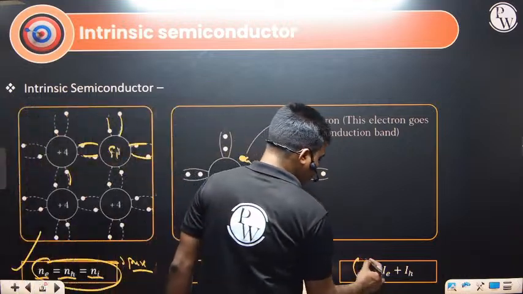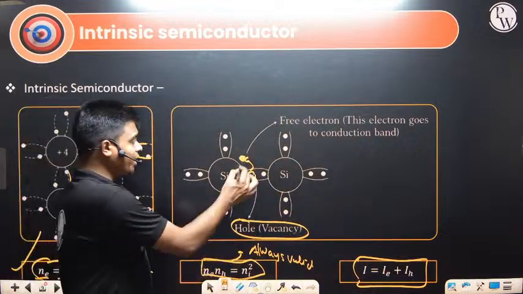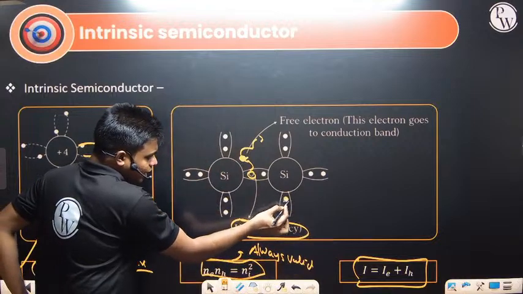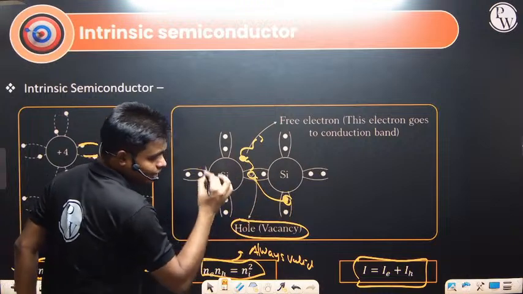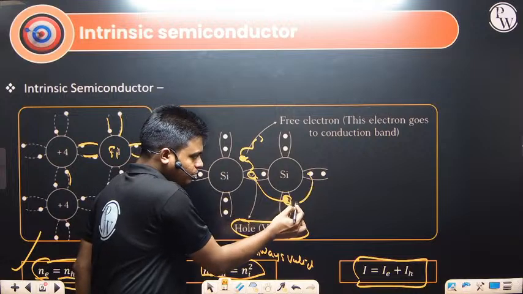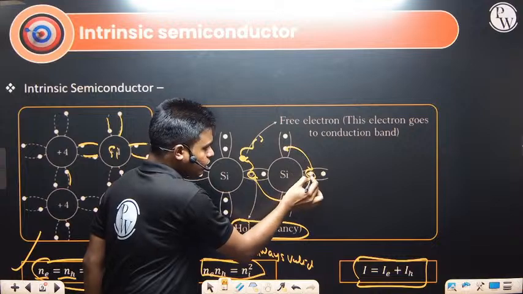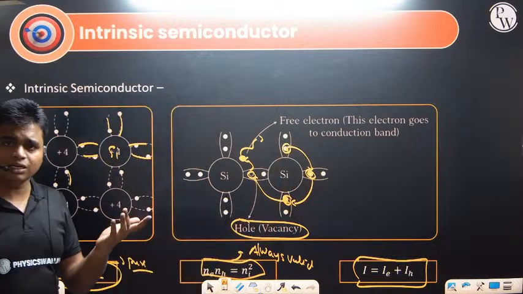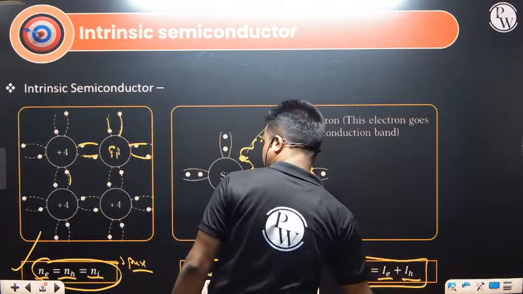This one, that is I equals IE plus IH: current due to the free electrons roaming here and there inside the crystal, plus the hole current. This electron is watching that there is one hole, it will go and shift over here, and on this side a hole will be created. Now this electron sees a hole and shifts there, and a hole is created on this side. Like that, the electron is moving from one place to another, and it looks like the hole is also moving. So current will be because of both IE plus IH.